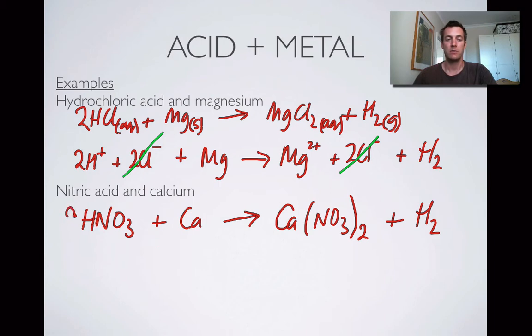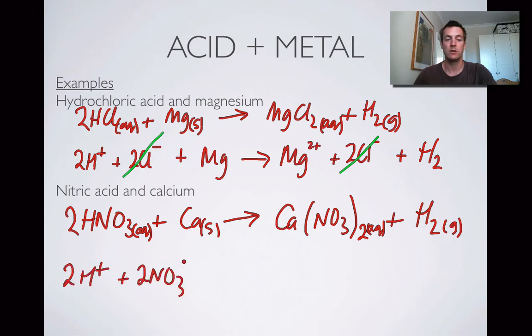To balance it, we need 2 H's. That's going to give us 2 nitrates as well, and 2 nitrates over here. So we're balanced. Now let's split up into ions anything that is aqueous. Acids are always aqueous. You can check whether the salt is aqueous by checking whether it's soluble or not. If it's soluble, it will remain in solution. There's a gas. So 2H plus, 2NO3 minus, plus Ca makes Ca2 plus aqueous.